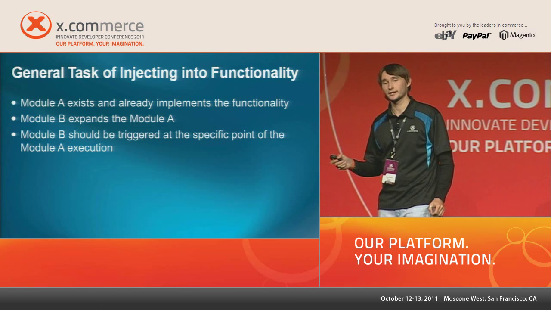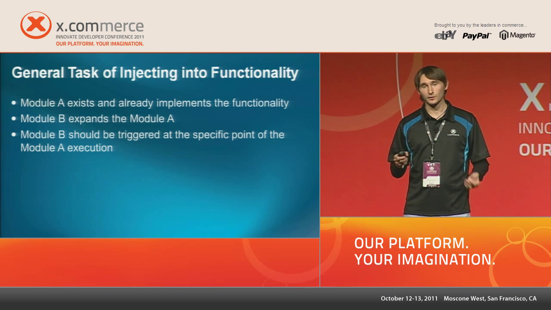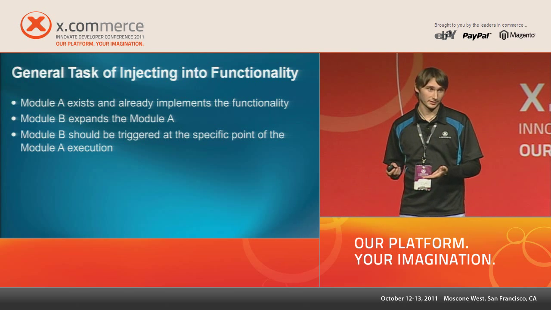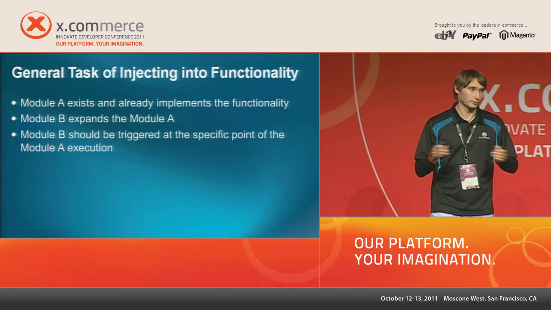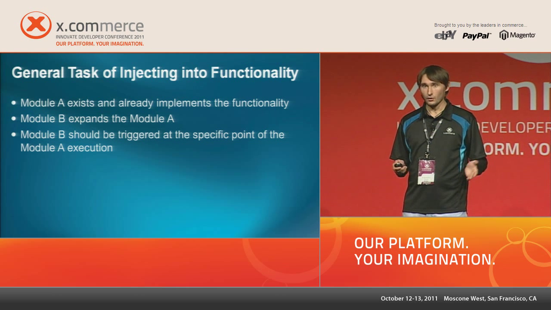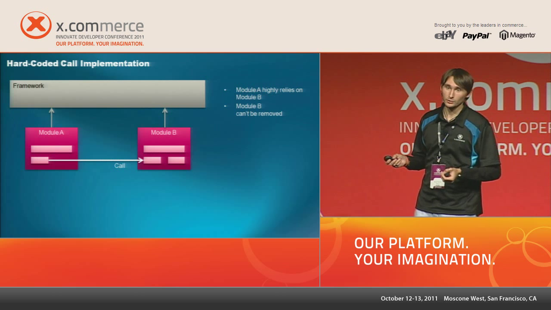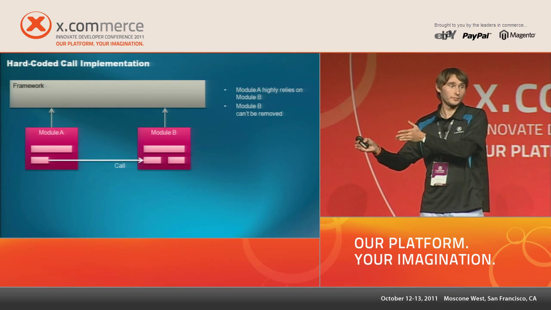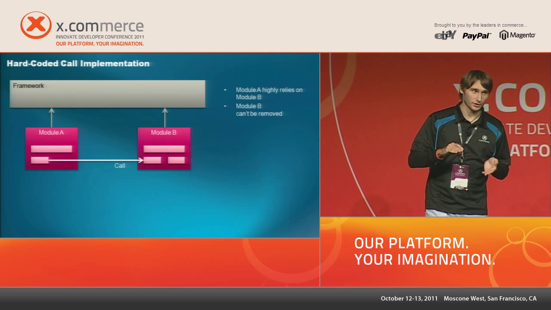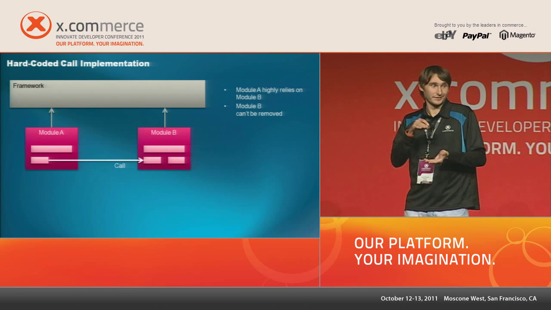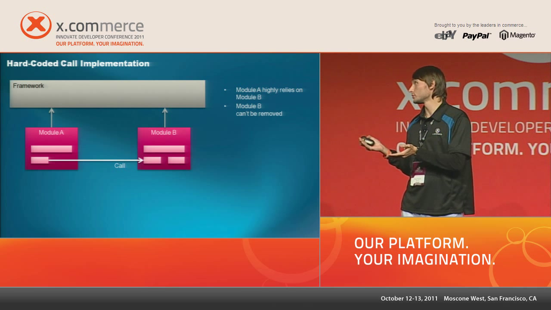So let's forget for a second about the help that our programming frameworks provide us as developers to implement this task. Let's think how we would implement this without any help from modern frameworks. Obviously, the easiest implementation, I called the hard-coded call implementation. There are two modules, module A and module B, and at the needed point of execution, module A contains simply a hard-coded call of module B in the source code. It simply calls module B.